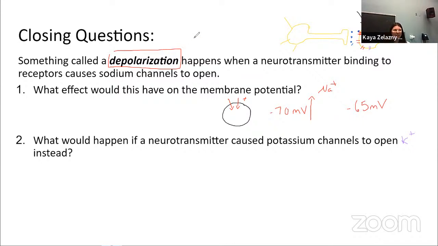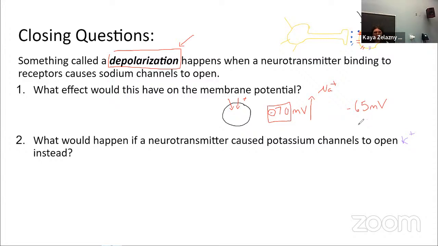So that is depolarization. That's what this word means. If we say something depolarizes, when we're talking about the polarity of the cell, we're talking about the difference in charge across the membrane. -70 is not 0, so the polarity of the cell is that negativity. When we depolarize, we're getting closer to 0. So we're depolarizing the cell, making it more positive.